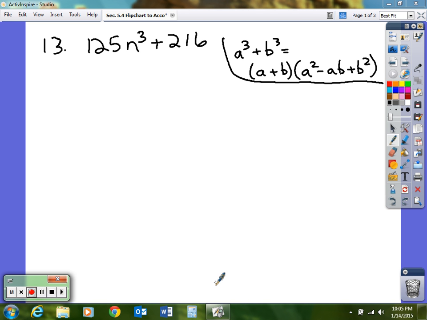a cubed plus b cubed equals the quantity a plus b times the quantity a squared minus ab plus b squared. Our first step is to identify a and b. A and b must be perfect cube roots. We notice that our first term is 125n cubed. The cube root of 125n cubed is 5n. The cube root of 125 is 5. The cube root of n cubed is n. For b, we must take the cube root of 216. The cube root of 216 is 6.